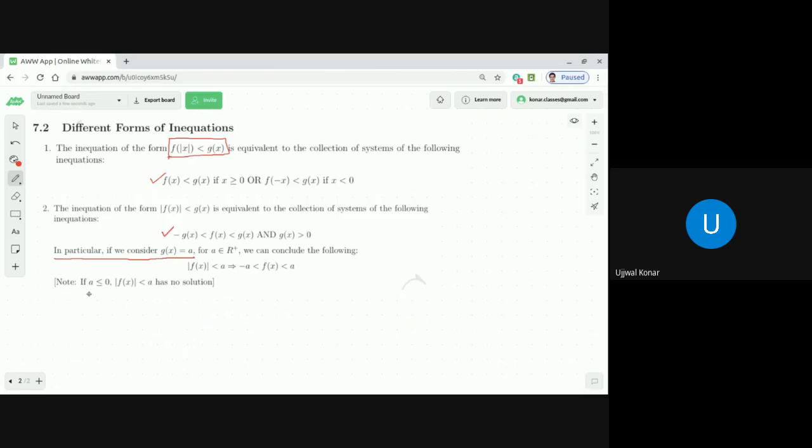Now, if a is less than or equal to 0, |f(x)| less than a has no solution, obviously. How can |f(x)| be less than 0? I said it as a note. If you get some inequation |f(x)| less than minus 5, what is the solution? No solution possible. So the first guideline we saw was for |f(|x|)| less than g(x), and this second guideline is for |f(x)| less than g(x).